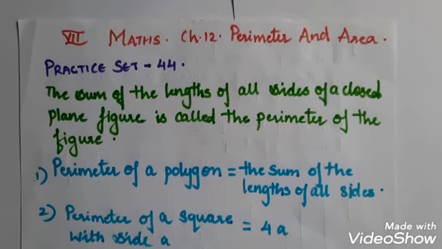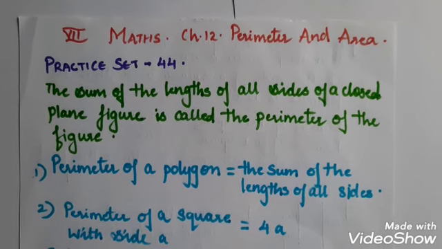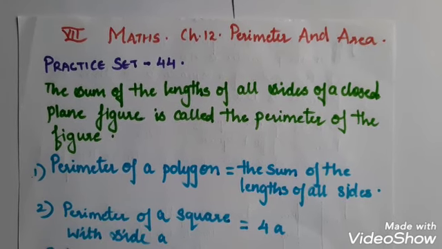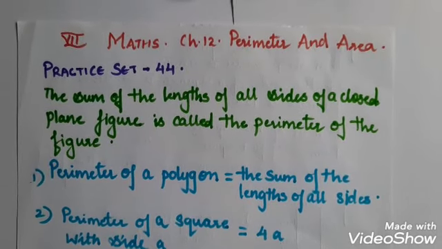Hello children, welcome back to the maths class, chapter 12, perimeter and area. Now let us see the different formulas which are related to the chapter.